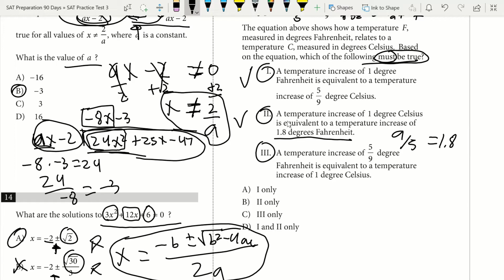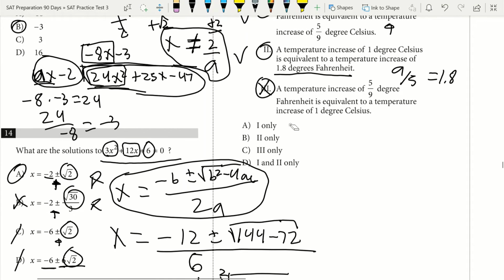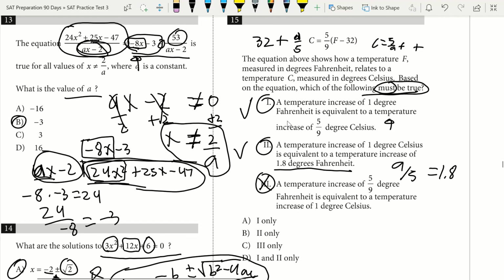And then 3, a temperature increase of 5/9 degrees Fahrenheit is equal to a temperature increase of 1 degree Fahrenheit. We can get rid of 3 already because we already stated that a temperature increase of 1 degree Fahrenheit is equal to an increase of 5/9 degrees Celsius, right? If we were to increase the degrees Fahrenheit by 5/9, then we would be increasing our degrees Celsius by less than that since we're multiplying by that fraction of 5/9. All right, so that takes care of the no calculator section. So our answer for number 15, that's going to be that 1 and 2 are true. So our answer there is going to be D. So let me go ahead and get my pen going. That'll be D for number 15.